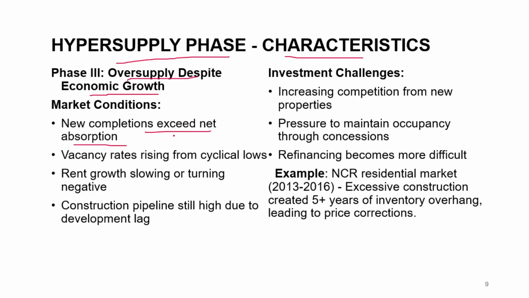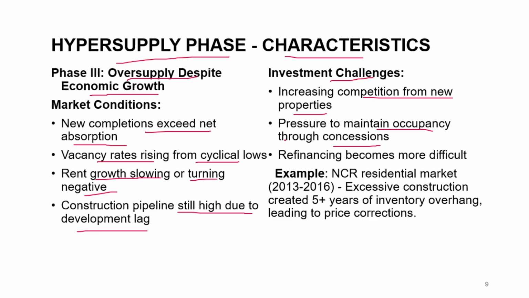Now the demand is not meeting the kind of supply there is, and so vacancy rates are rising and rent growth is slowing or turning negative, and construction pipelines are still high due to development lag. So, there is still some construction going on, and supply has now increased to a specific level where the demand is not meeting it, and investment will be challenging, of course. There is increasing competition from new properties and pressure to maintain occupancy through concessions.